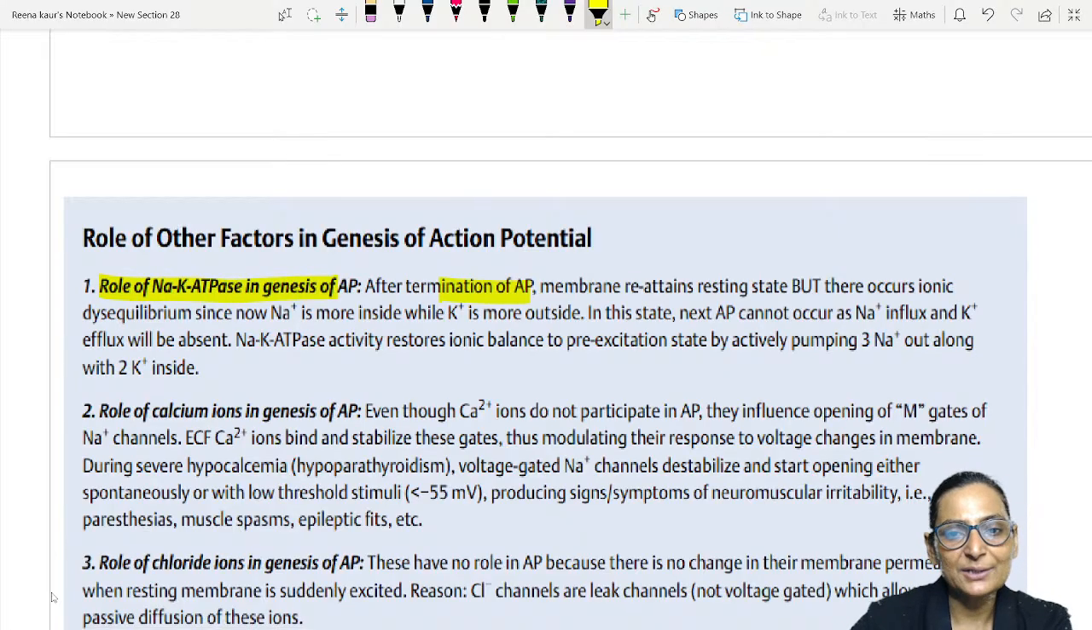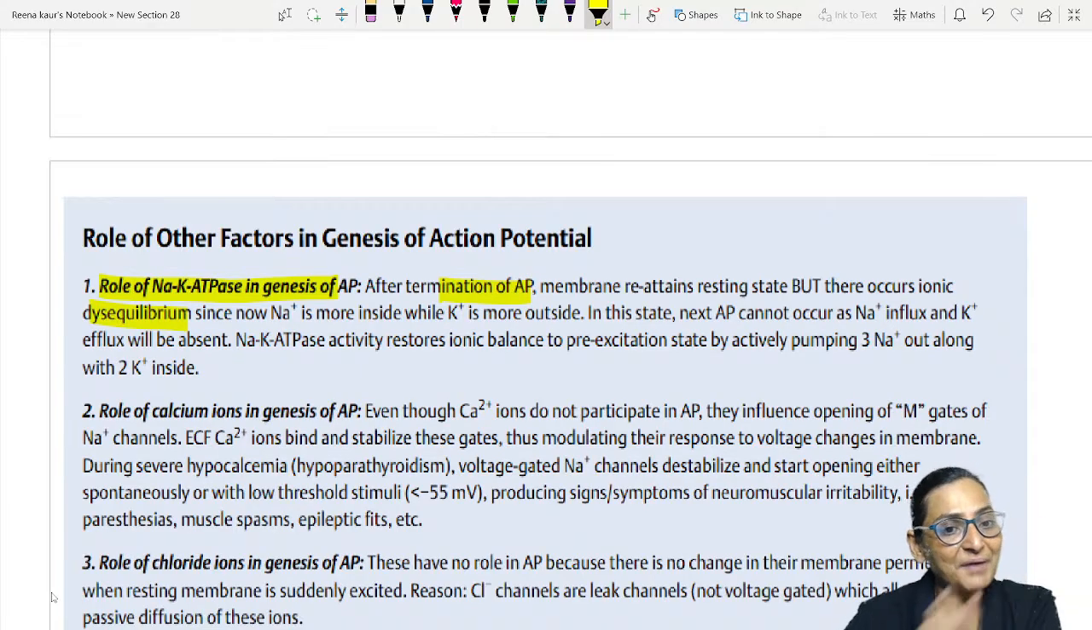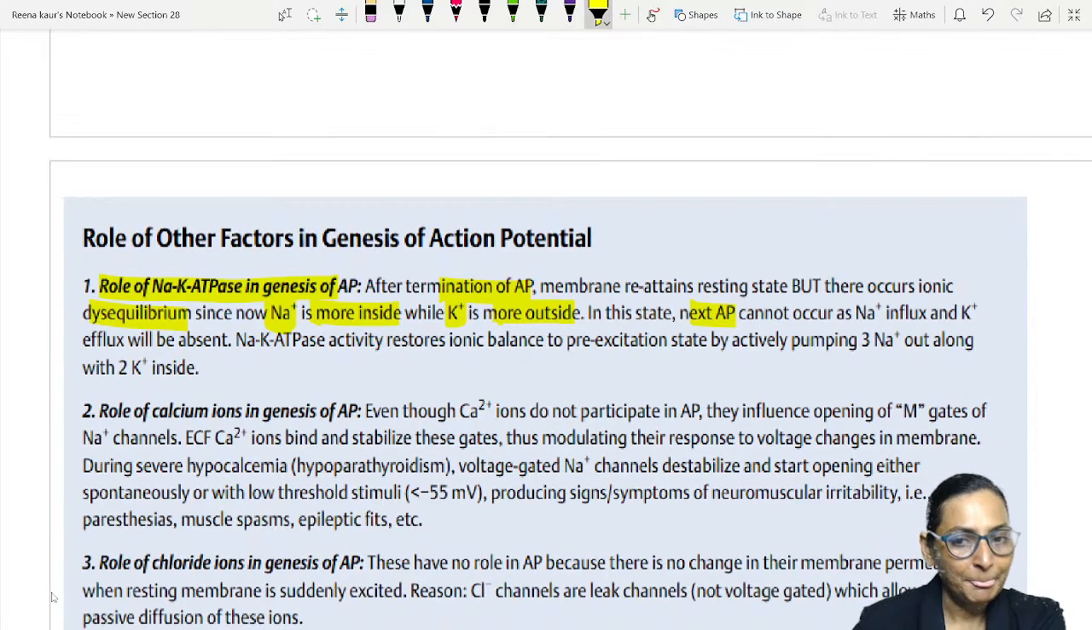After termination of the action potential, the membrane will re-establish its original state, but even now there is a small amount of disequilibrium, because the sodium channels close very fast. So even now you will see that sodium is more inside and the potassium is more outside. Now if you want the next action potential to develop, it can be attained only if you re-establish, and that restoration of the ionic balance is brought about by the sodium potassium pump. Now role of chloride ions.